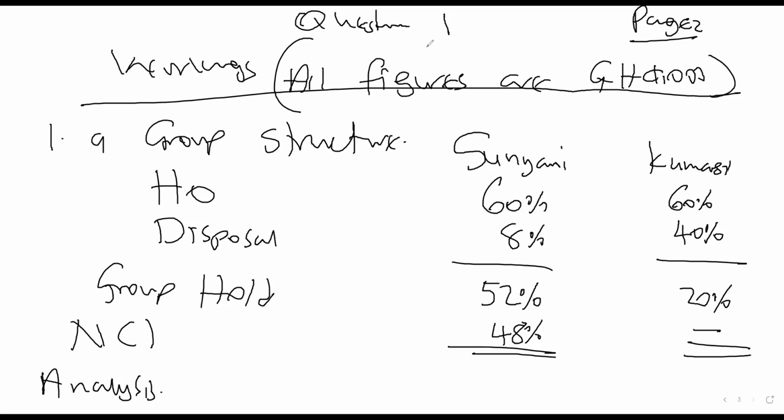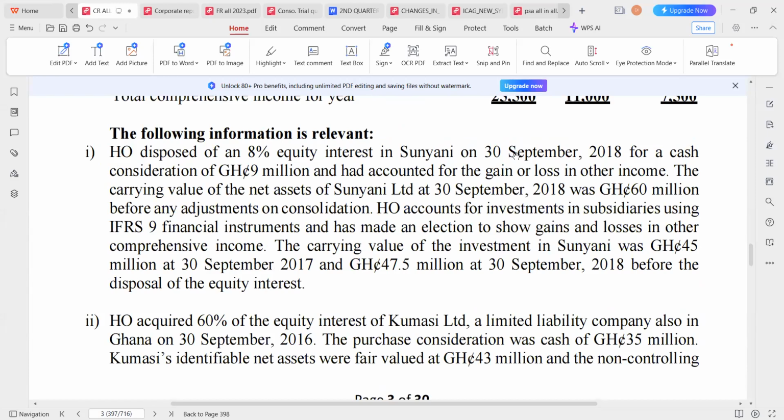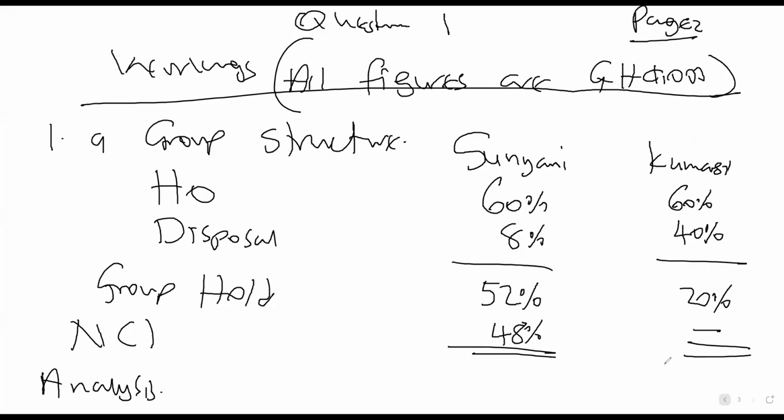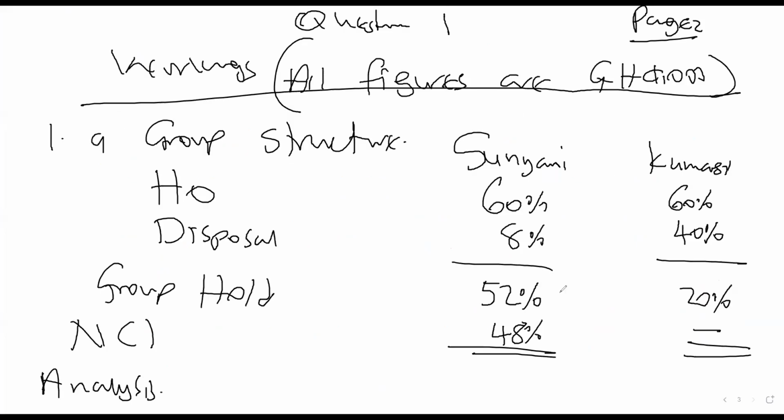When did the disposal take place? Let's start from the first one, Sunyani, 8%. The 8% took place on 30th September 2018. That is the last day of the year, the last day of the reporting period, because you are reporting as at 30th September. On that very fateful day, we disposed 8%. So let me add it here, 30th of September, 2018.